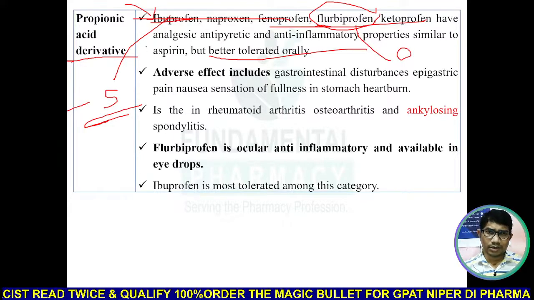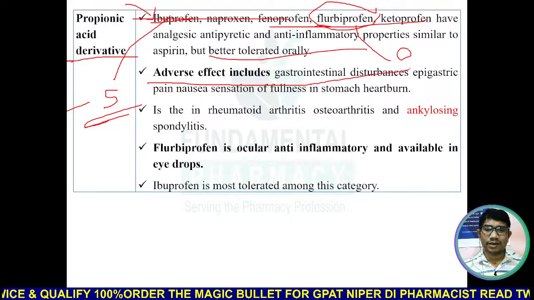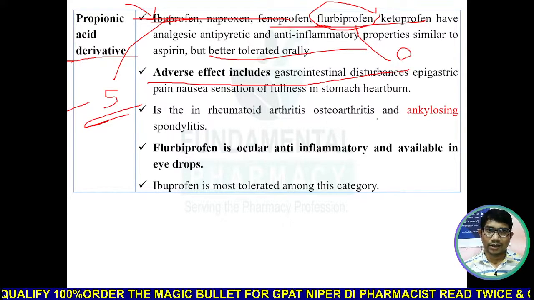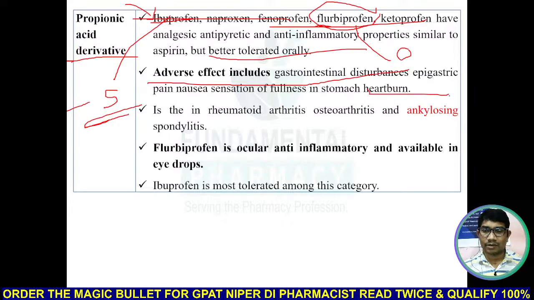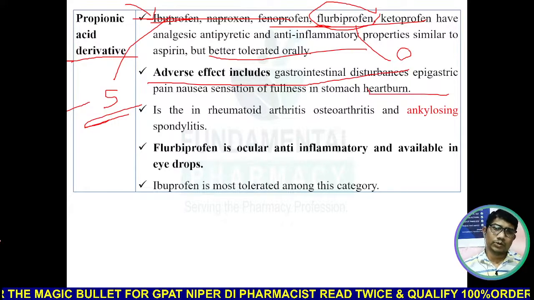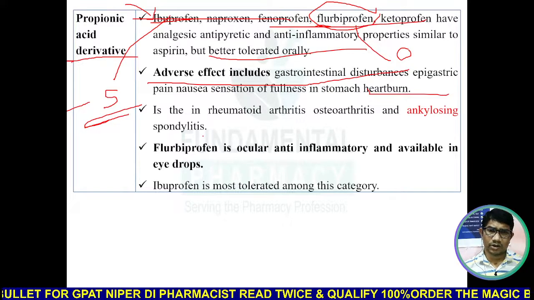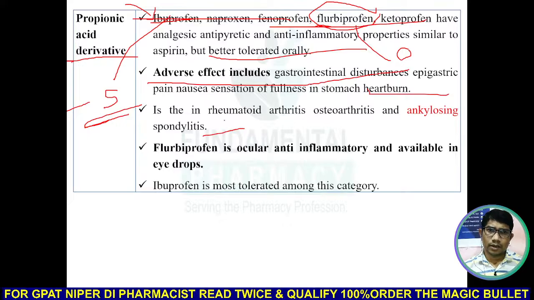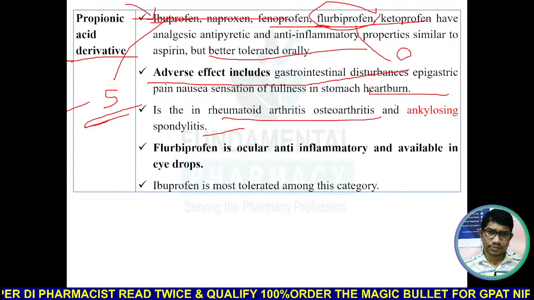Ketoprofen and others, okay. Now the adverse reactions of these drugs include GIT disturbances like epigastric pain, nausea, a sense of fullness in the stomach, and heartburn, meaning acidity. Now it is used in rheumatoid arthritis, osteoarthritis, and ankylosing spondylitis.